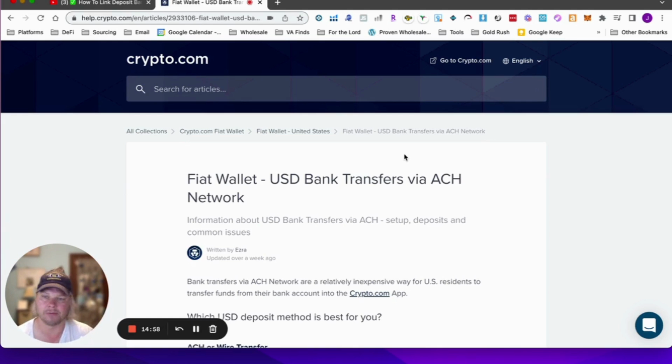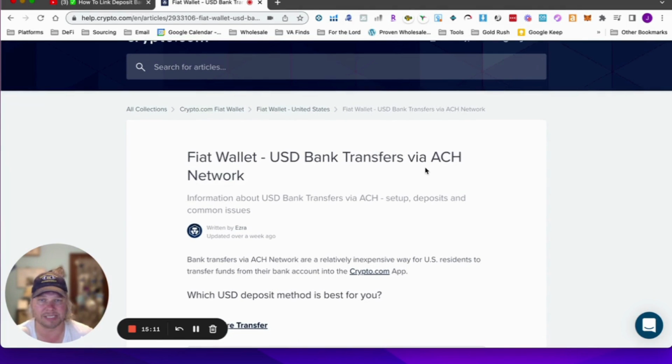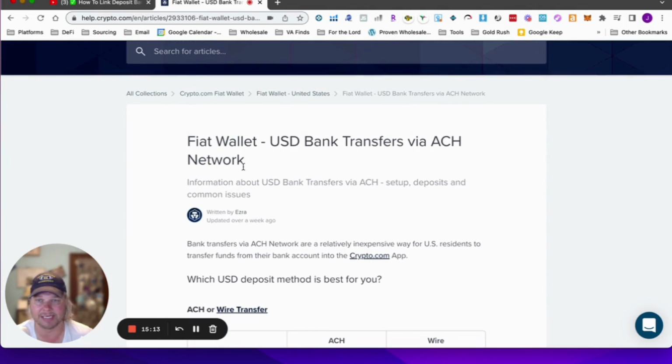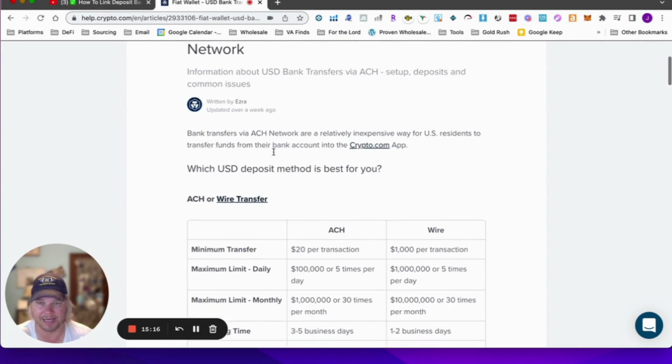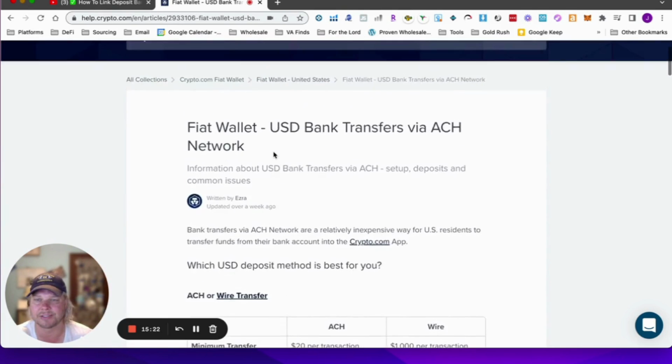Okay, so what do we learn here? First, get an ACH. Here, I have this fiat wallet, USD bank transfers via ACH network. This is a crypto.com thing. They kind of give you what to do. It really comes down to what's on your phone.